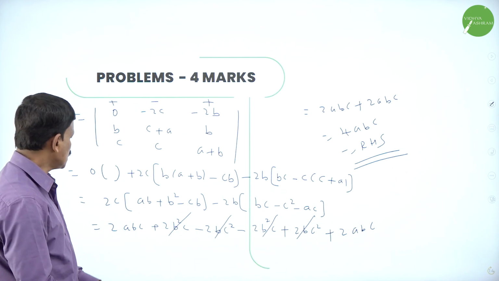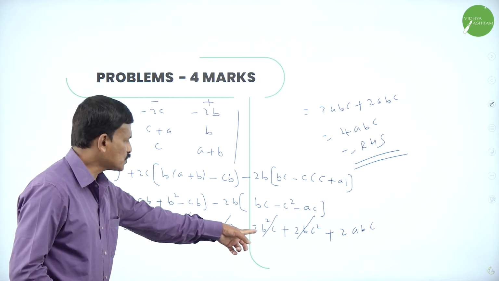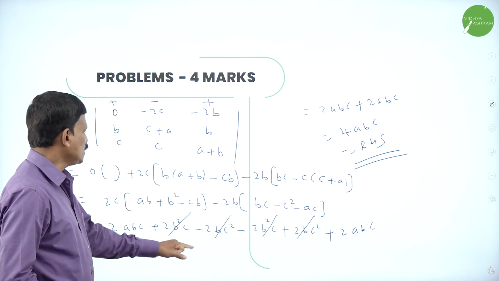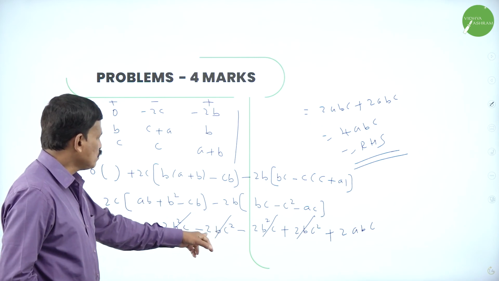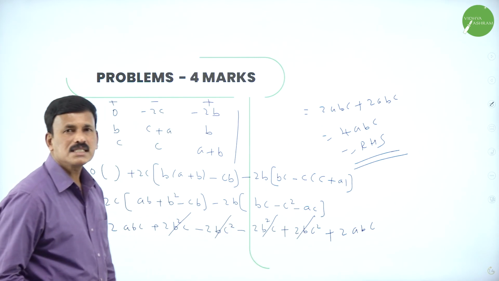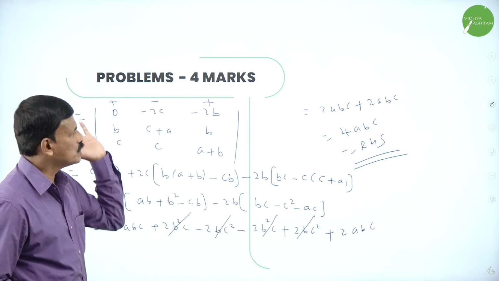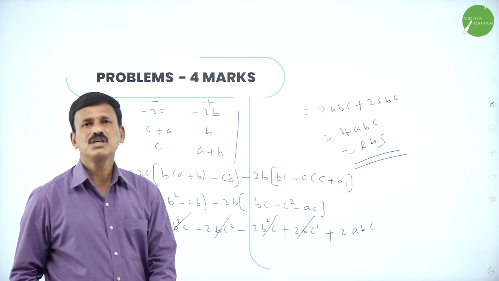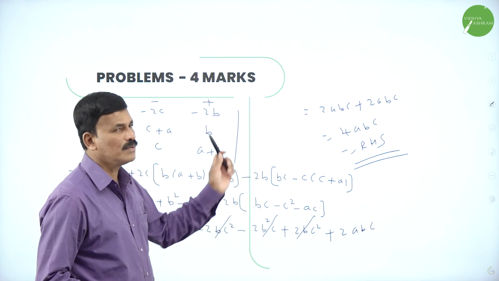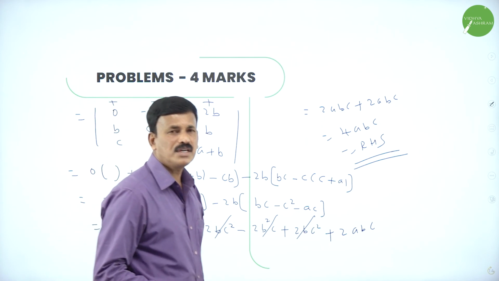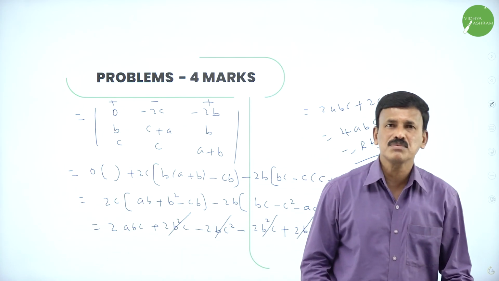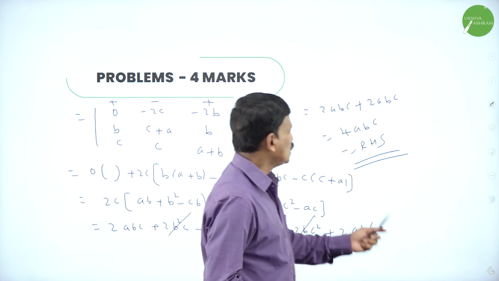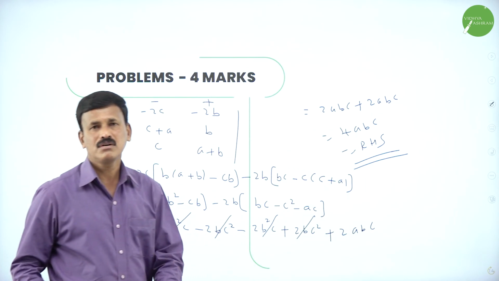Cancel the terms which get cancelled: plus 2b square c minus 2b square c gets cancelled. Again 2bc square minus 2bc square gets cancelled. What is remaining? 2abc plus 2abc is equal to 4 times abc. That is the required answer, that is the required RHS.